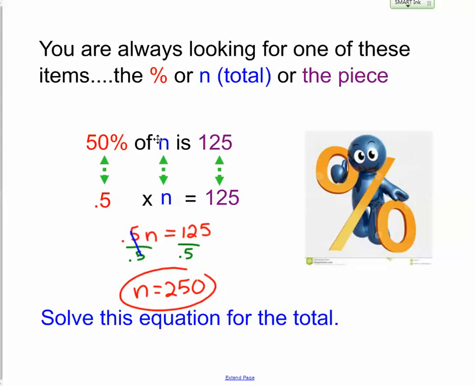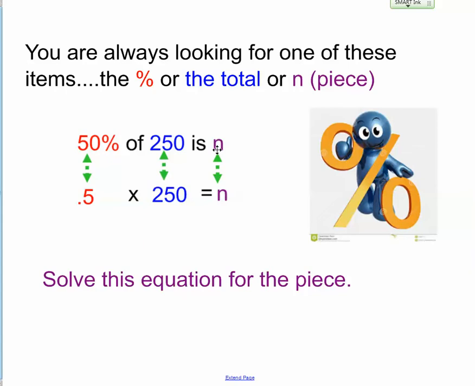Okay, what if I'm missing the total and I don't know what it is? Well, I just have an equation. It says 0.5n equals 125. Just like before, we would need to do the inverse operation, divide both sides by 0.5, and I have my total. And 125 divided by 0.5 is 250. And that's my total. And if I'm looking for the piece, I just want to know this part. This is just multiplication. There's nothing to undo. n is already by itself, so it's just 0.5 times 250.